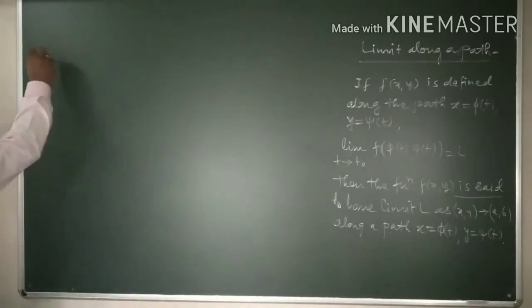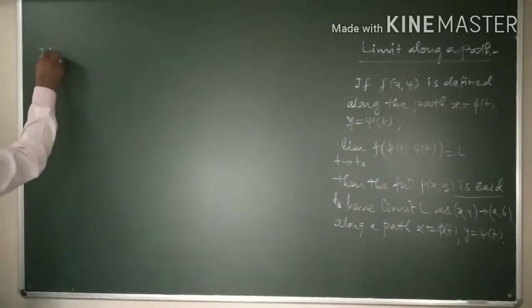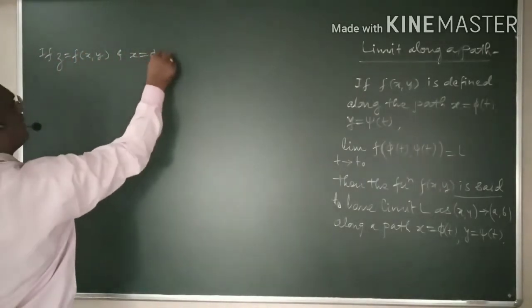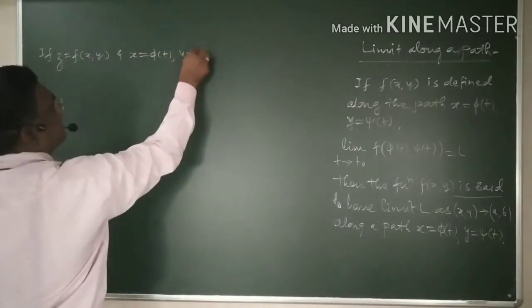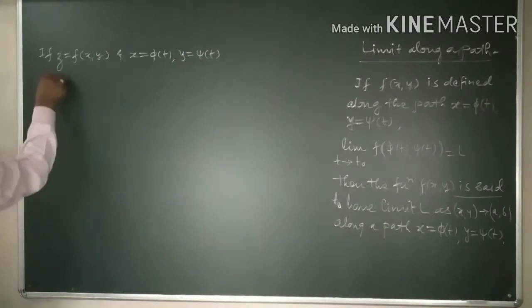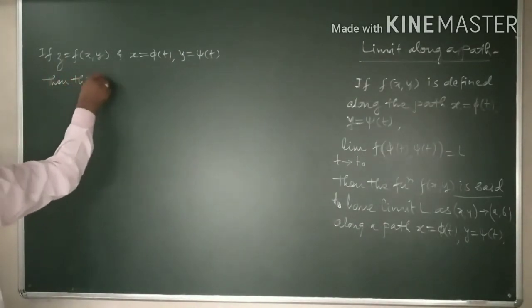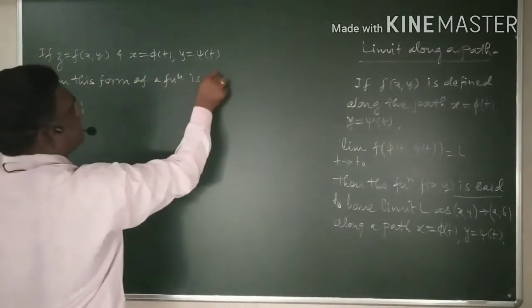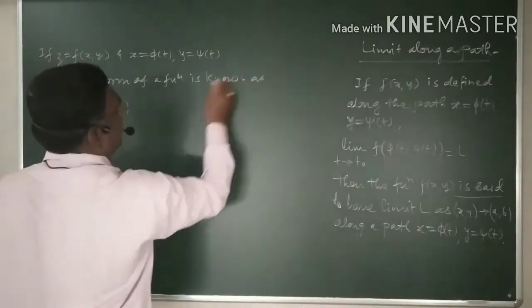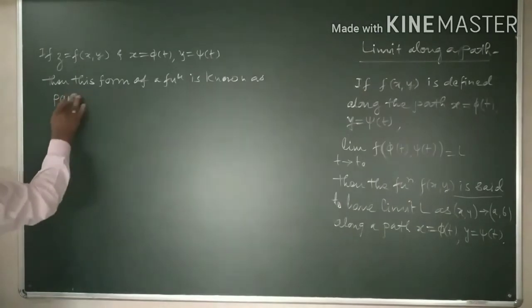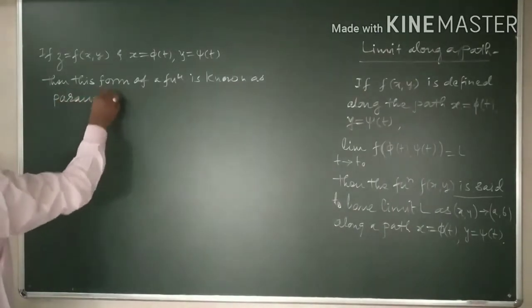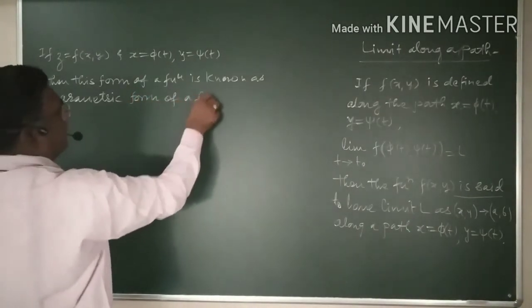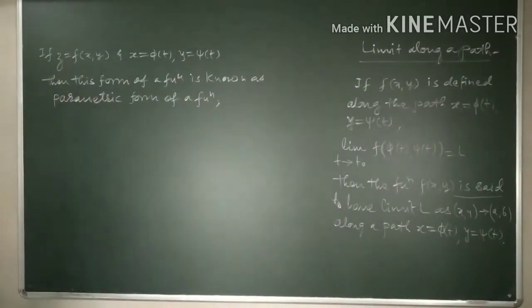Now here, if z is equal to f of x y, and x is equal to phi of t, y is equal to psi of t, then this form of a function is known as the parametric form of a function. Why is it known as a parametric form of a function?